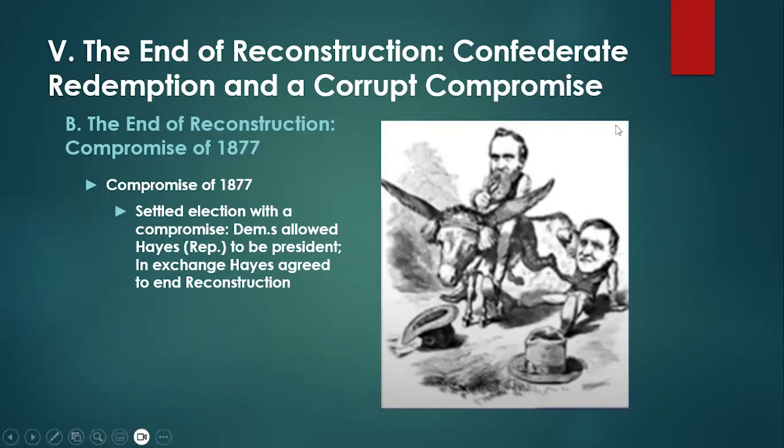Okay. You can see here in this very clever political cartoon, President Hayes is riding into the White House on a donkey, which is the symbol of the Democratic Party, kicking Tilden off to the side. Pretty much, though, what I want us to really understand about this Compromise of 1877 is that it led to the end of Reconstruction.